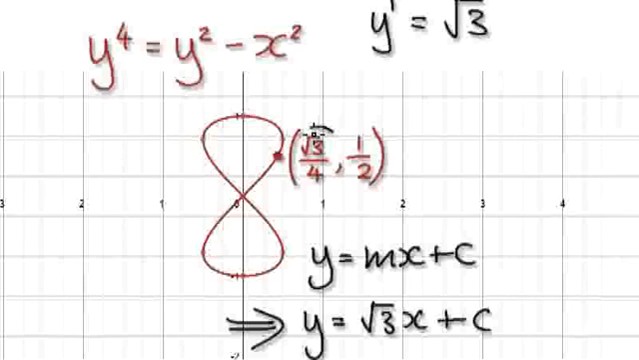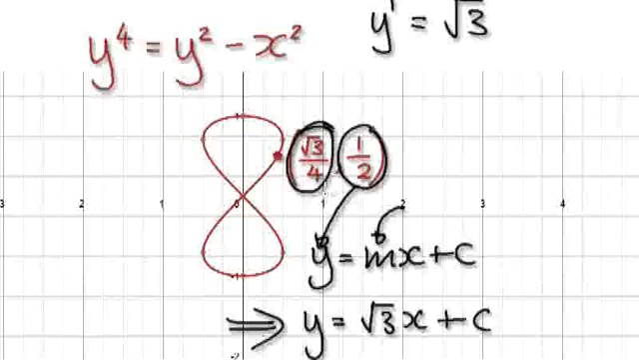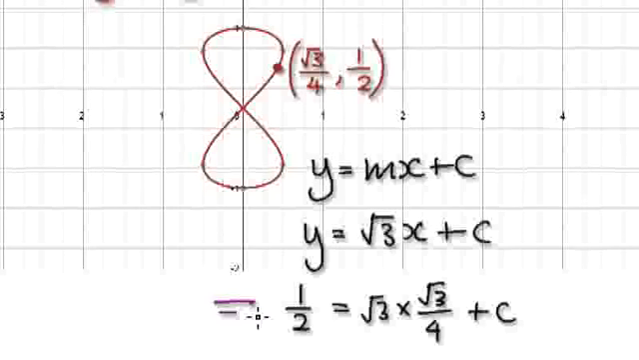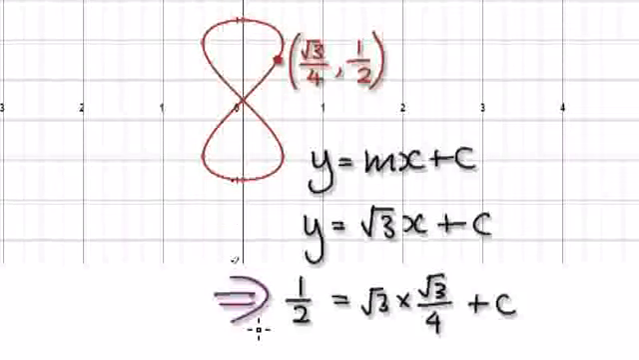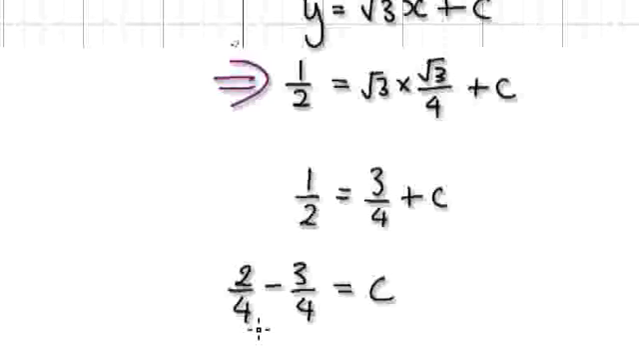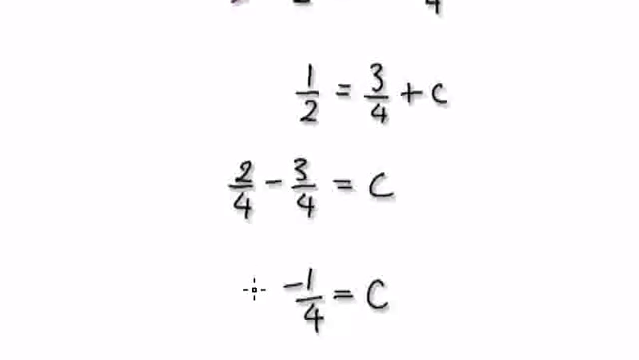Well, we know the gradient, and we know that it crosses at a half, and we know that the x value is right here. So we can just put it into here. That will then take us to this stage, and now it's just a matter of working out c. So c equals minus a quarter.